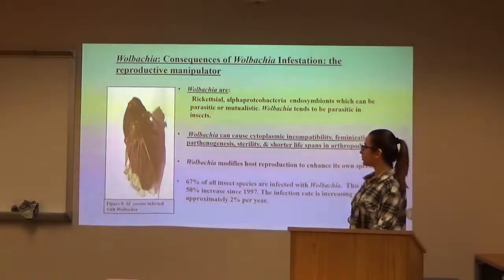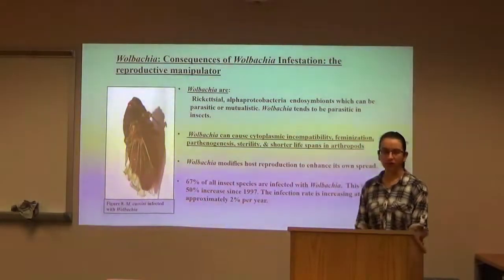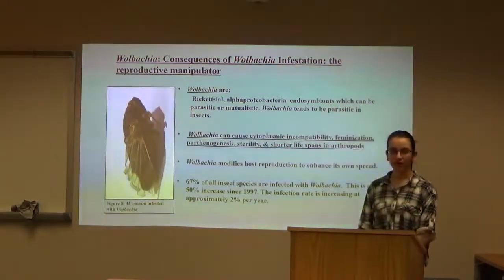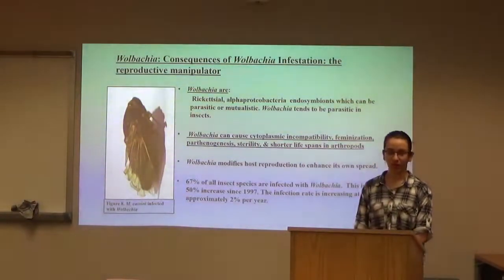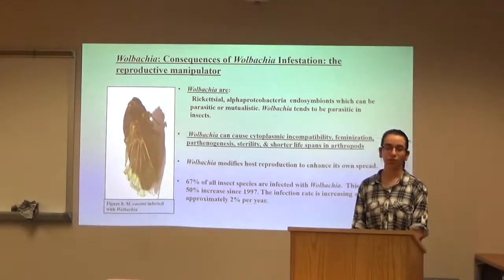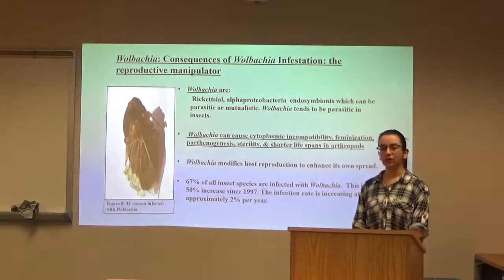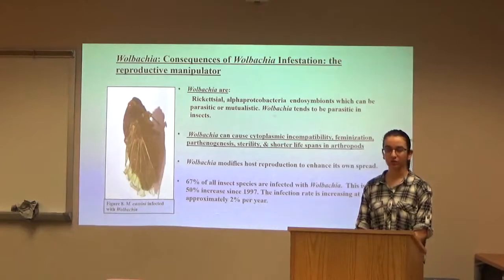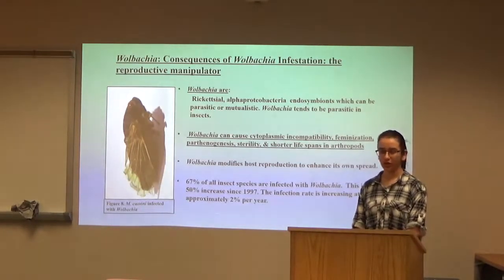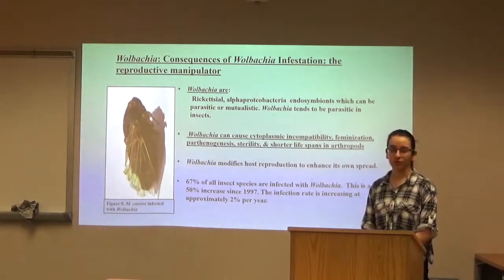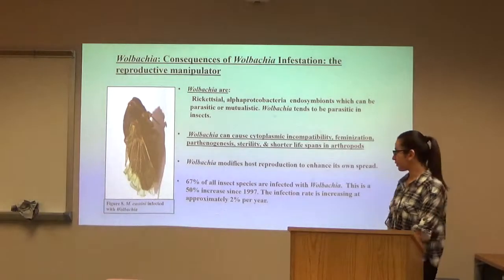Wolbachia, the reproductive manipulator, and the consequences of Wolbachia infestation. Wolbachia are rickettsial alpha proteobacteria endosymbionts, which can be parasitic and mutualistic. Wolbachia tends to be parasitic, where one organism is harmed while the other one is helped. Wolbachia can also cause cytoplasmic incompatibility, which is the inability to produce offspring, feminization, parthenogenesis, sterility, and a shorter lifespan among arthropods. Wolbachia modifies the host's reproductive system in order to enhance its own growth.